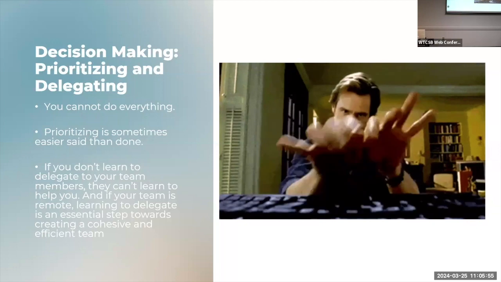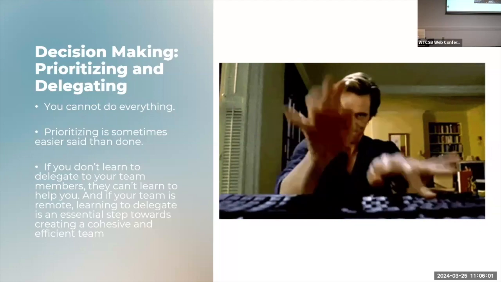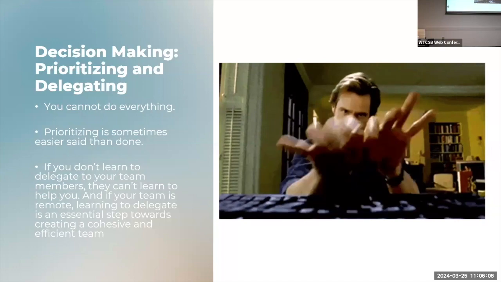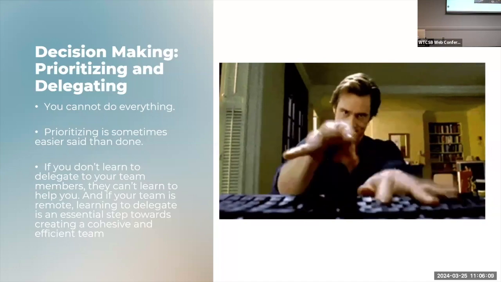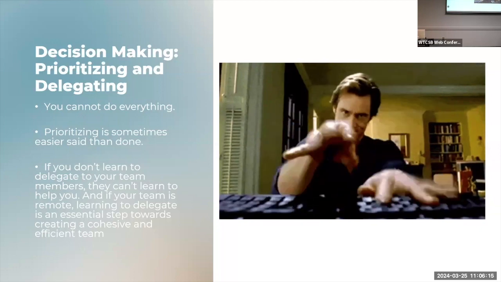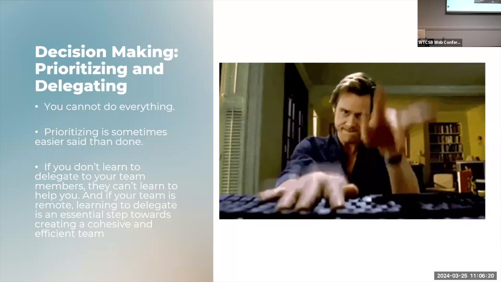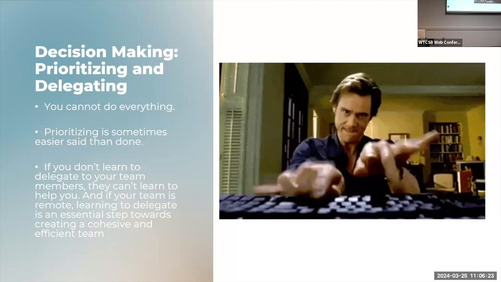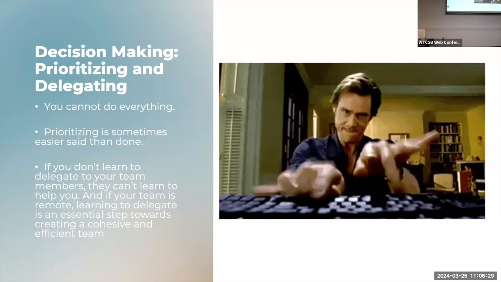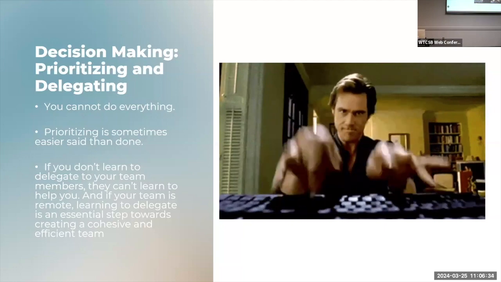So, decision making, prioritizing and delegating. As managers or as leadership, you cannot do everything. We do need to work on prioritizing our personal lives and our professional lives, figuring out how to do that in a manner that works for you. If we don't learn how to delegate, you will continue to wear those 10 or 15 hats that we all wear. We won't ever have an opportunity to grow our staff if we don't try. And we want to be an efficient, cohesive team, and delegating tasks to your team is a great way of doing that.